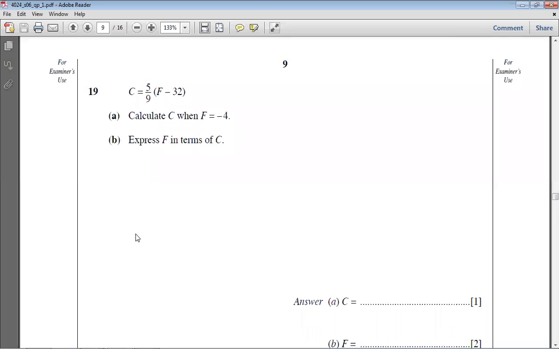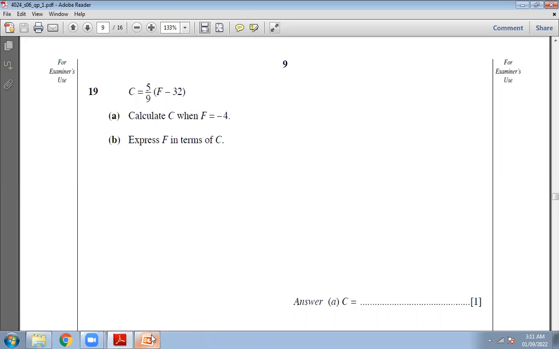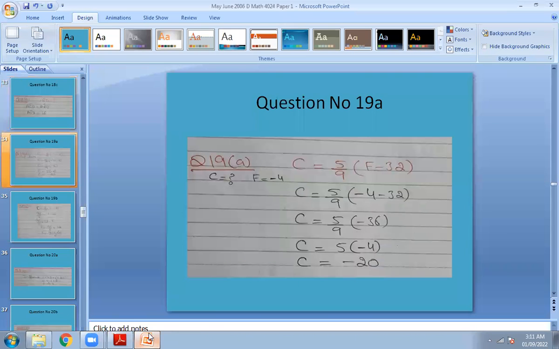So C is equal to 5/9 (F minus 32). He says calculate the C when F is equal to -4. It's very simple. You just have to put in this F, I have to put the -4. Then he says express F in terms of C. Oh, that one is difficult. Okay, so let me show you my solution.